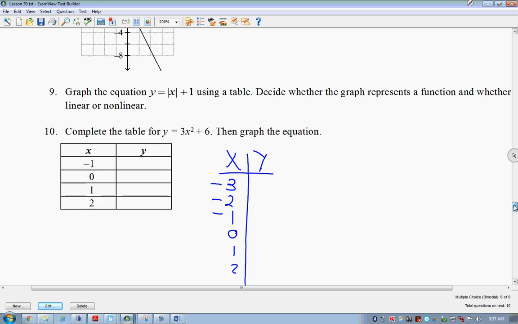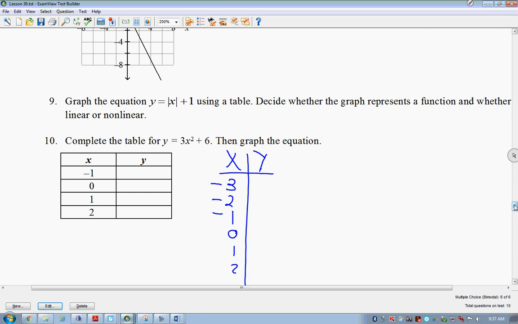Okay, so looking at this, the absolute value of -3 plus 1, what does that come out to? What's the absolute value of -3? 3. What's 3 plus 1? 4. Okay. What's the absolute value of -2, plus 1? Okay. What's the absolute value of -1? Okay, 1. 1 plus 1 is, beginning to see a pattern here a little bit, right?